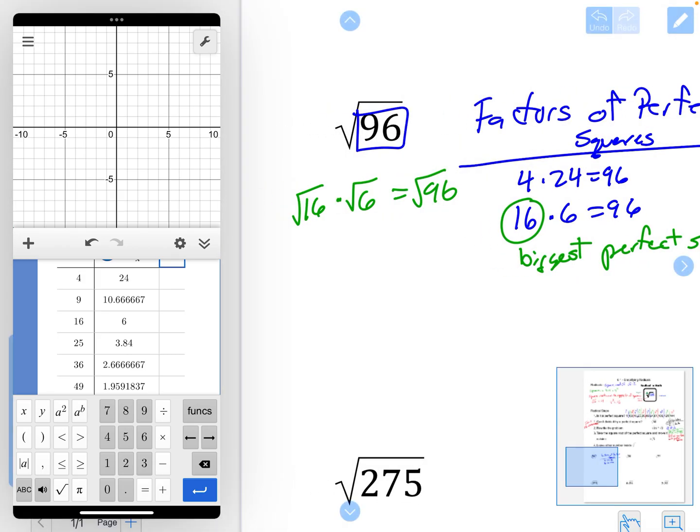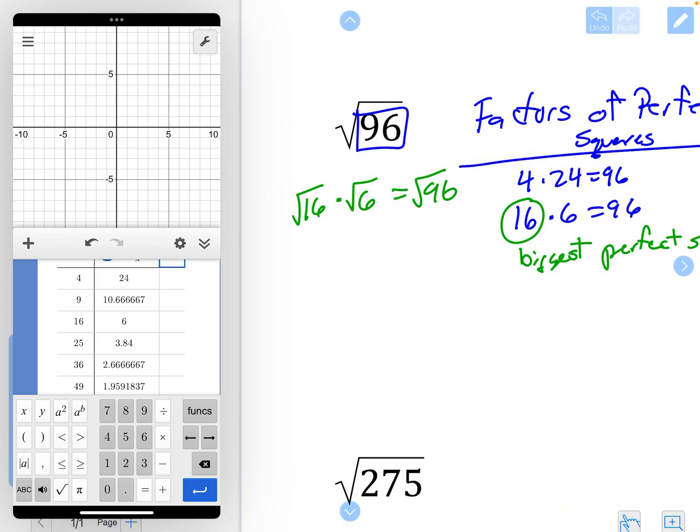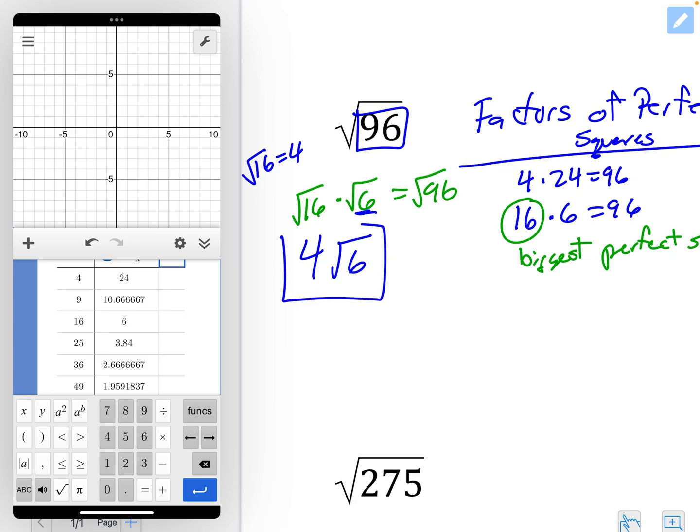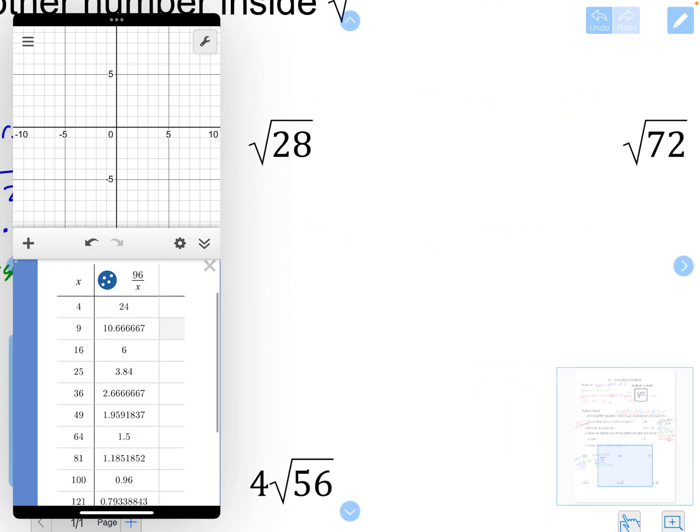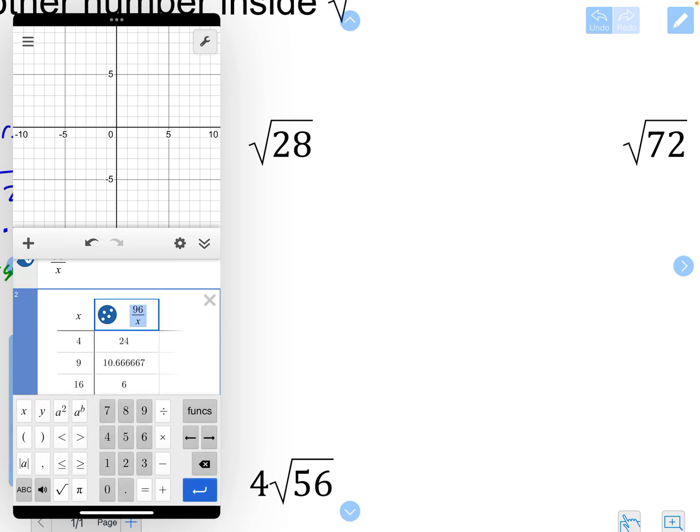If I remember my list of perfect squares, if I take the square root of 16, I know it's going to equal 4. Instead of writing the square root of 16, I'm going to write the number 4. The square root of 6 is not on my list, so I'm simply going to write down the square root of 6. And this is how I simplify the square root of 96: we get 4 square root of 6.